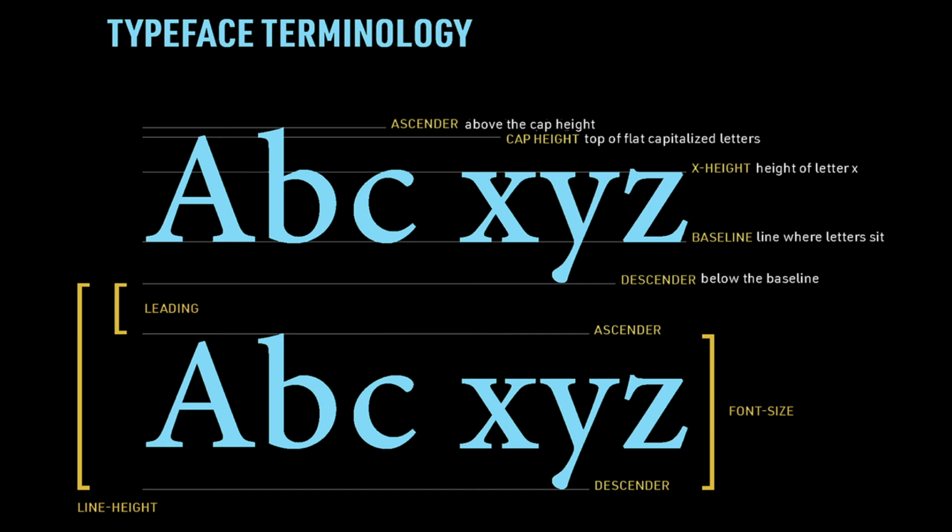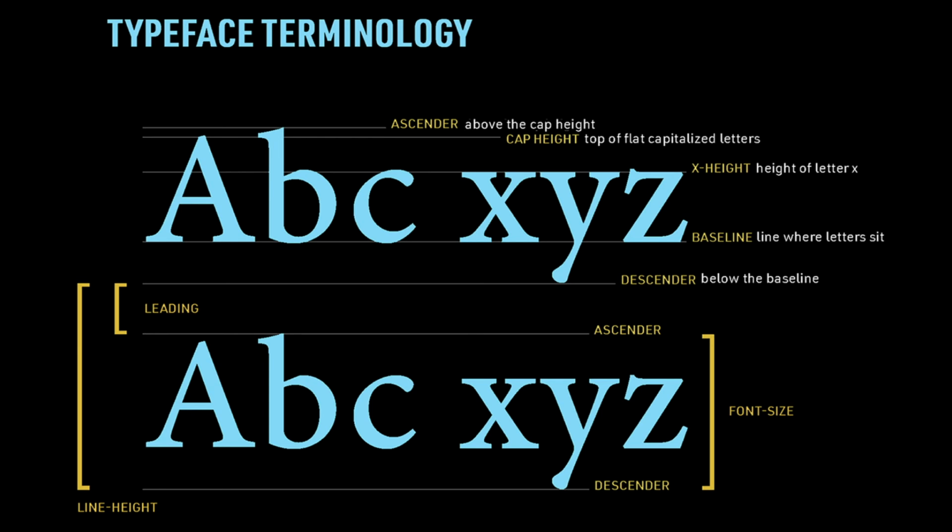To understand line height, let's review this illustration of typeface terminology. The baseline is where the letters sit. The cap height is the distance between the baseline to the top of flat capitalized letters. Ascenders are letters that extend above the cap height, while descenders extend below the baseline. When you have two lines of text, the leading is the distance between the descender of the line above to the ascender of the line below.